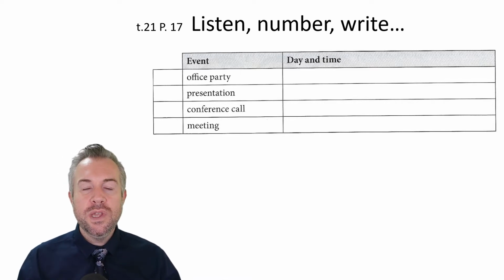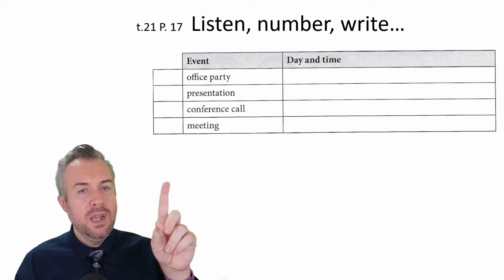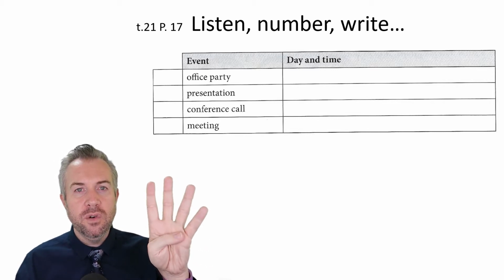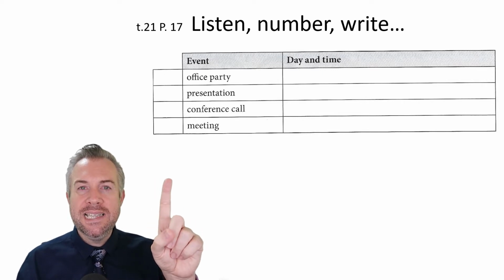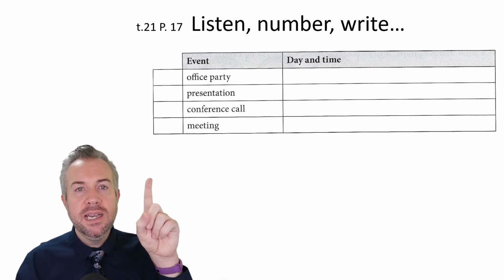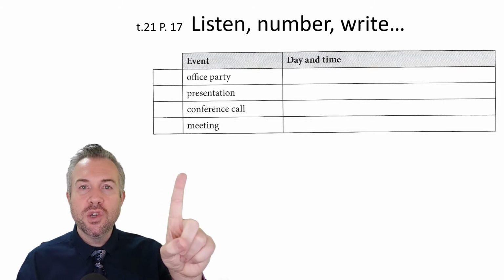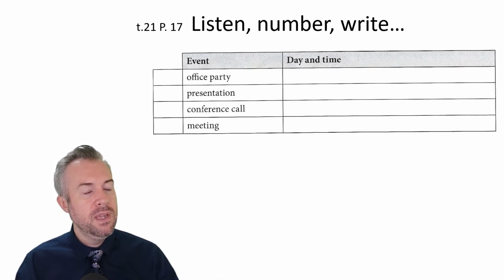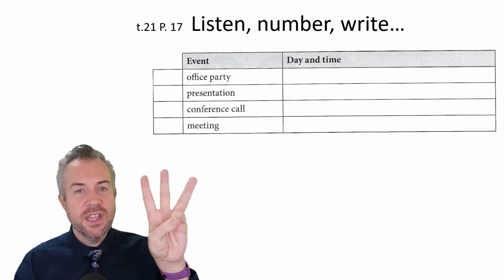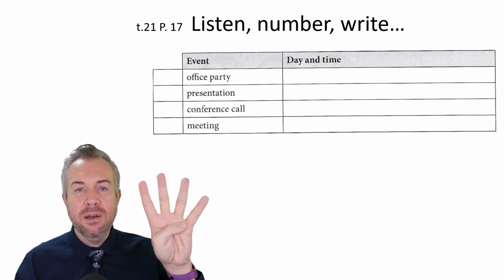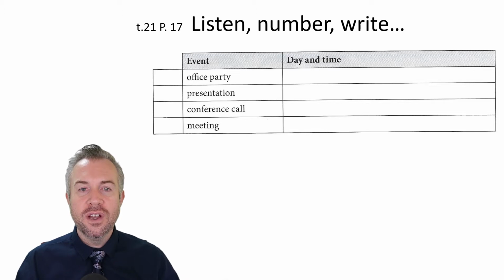So we will start with listening, and the first thing we will do is number 1, 2, 3, 4. So the first conversation, what is the event? Is it the office party, the presentation, the conference call, or the meeting? And then number 2, the second conversation. Number 3, the third conversation. And number 4, the fourth conversation.